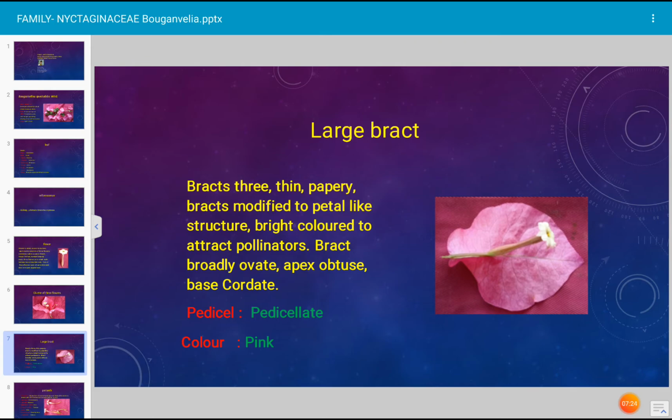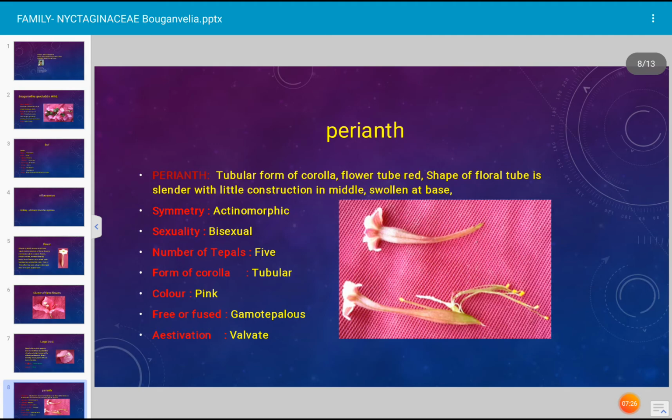Next, this is the perianth. Why do we call it perianth? Because when the corolla and calyx in the flower are not distinct, it is difficult to separate which is calyx and which is corolla. In such cases, the whorl of calyx and corolla together is described as perianth. Perianth here is the tubular form of corolla.